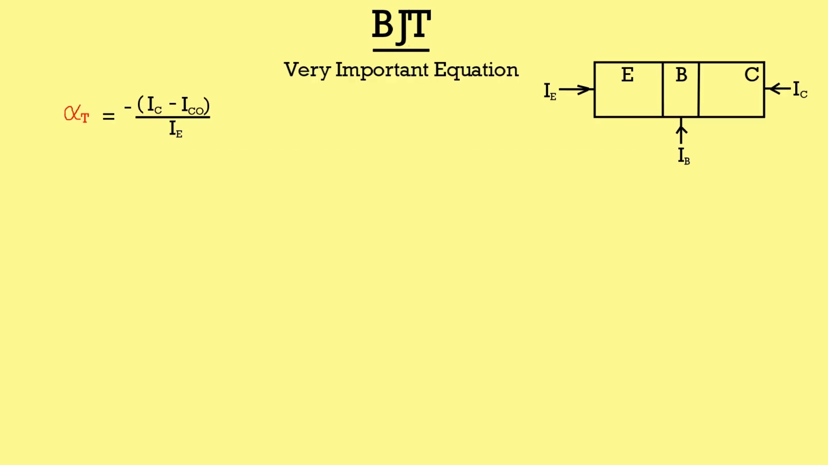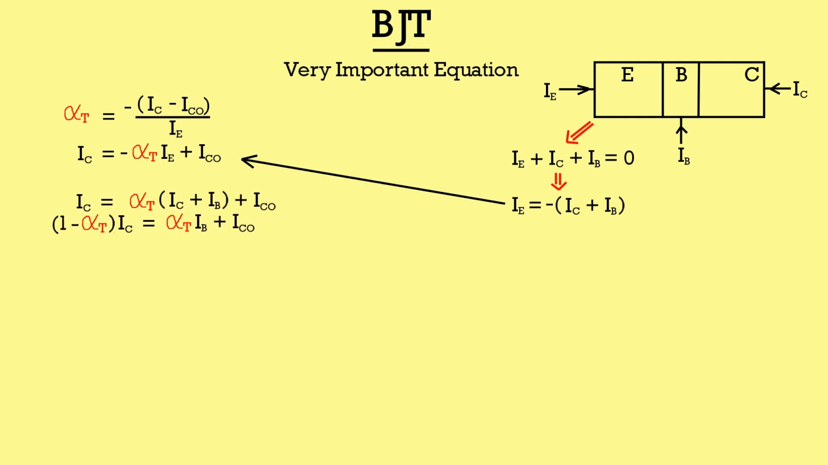Now we will see a very important equation which is commonly used in questions of BJT. We have already discussed the current transfer ratio, which is defined as the negative of collector current minus reverse saturation current, divided by emitter current. From this equation we can write. Also, from the shown diagram, we have emitter current plus base current plus collector current equal to 0. Therefore, we can write emitter current is equal to negative of the sum of collector and base current. By substituting the value of emitter current in the equation, we get this important relation.